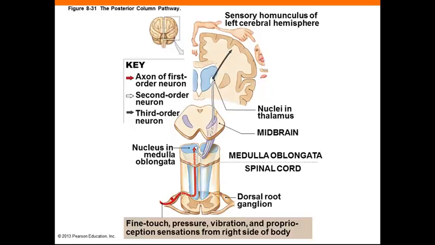The axons then cross to the opposite side of the brainstem before they continue on to the thalamus. Okay, so now we're up towards the top. The thalamic neurons then relay the information to the appropriate region of the primary sensory cortex.